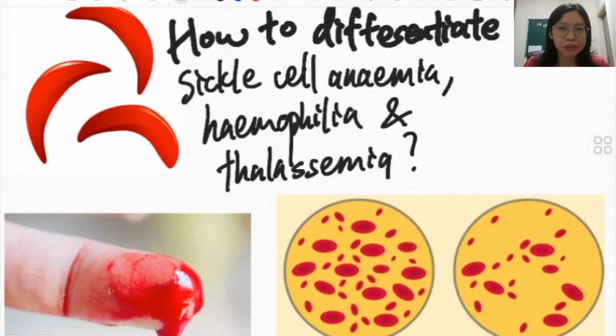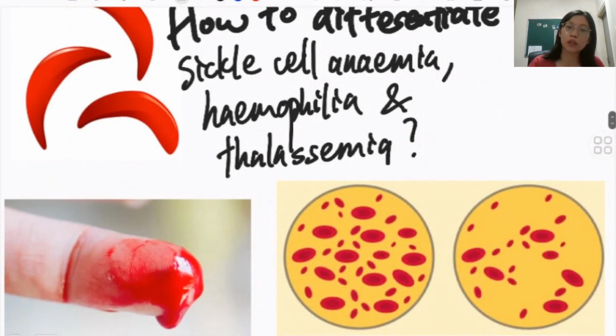So what are the differences? If you can picture it, it will be way better compared to memorizing the words straight away. Sickle cell anemia: you see this sickle cell, the red blood cell is crescent shaped, or you can say sickle shaped. What about hemophilia? Hemophilia is where the person would bleed a lot. Why bleed a lot? Later on you will learn why it causes excessive bleeding.